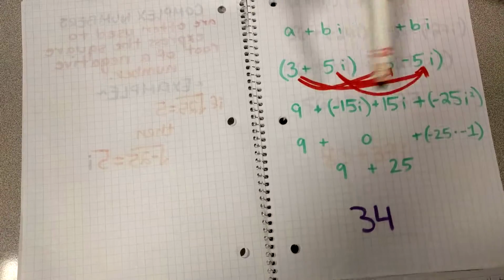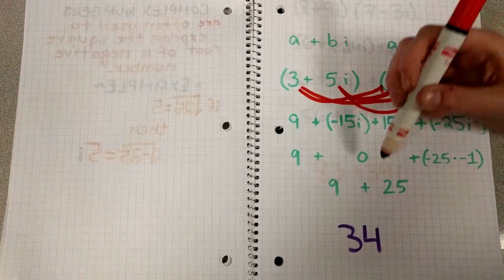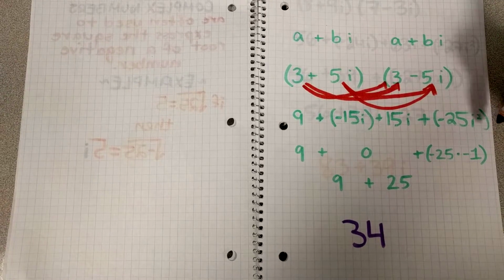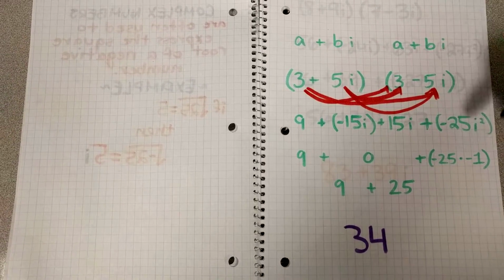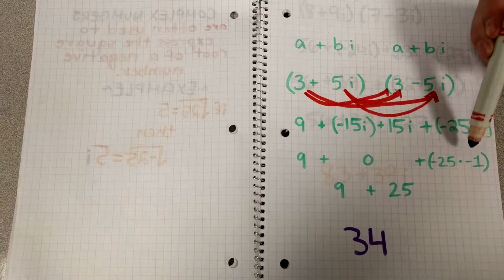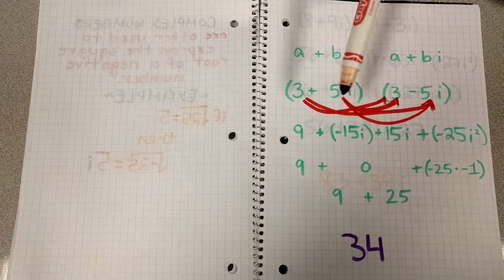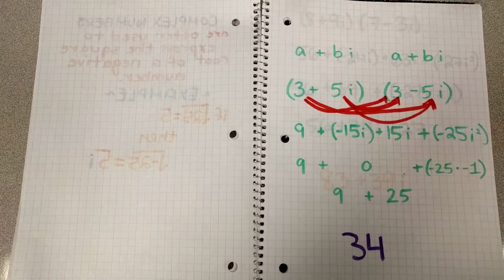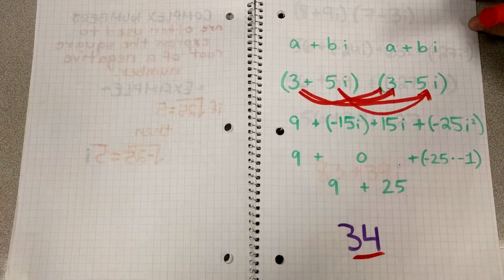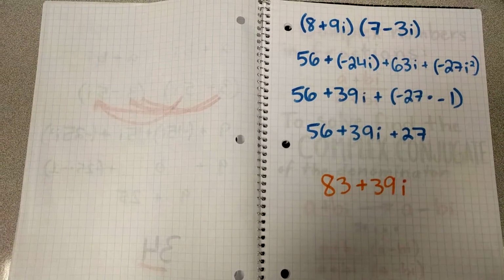So these two would cancel out because it would be -15i plus 15i, so that would equal 0. And when you have i squared, it always equals -1, so if you have -25 times -1, it would equal +25, so then you can add together 9 and 25 and you get 34, so that's your solution.